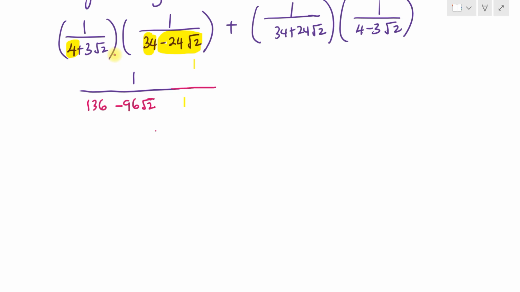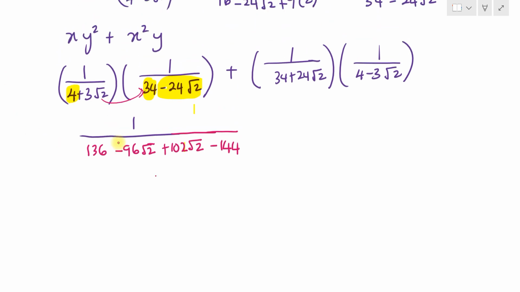Okay, and then 3 surd 2 multiply the 34. 3 surd 2 multiply 34. 34 times 3, I didn't get the exact answer, so I put 102 surd 2. And then 3 surd 2 multiply negative 24 surd 2. You'll get negative 144. Just key in your calculator.